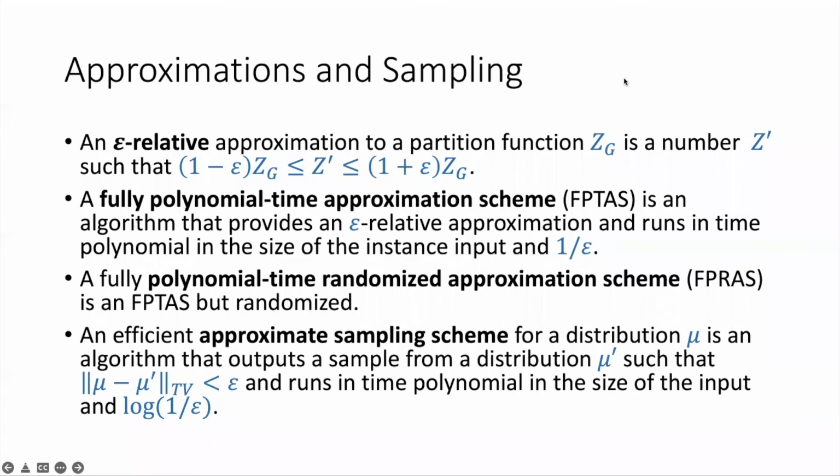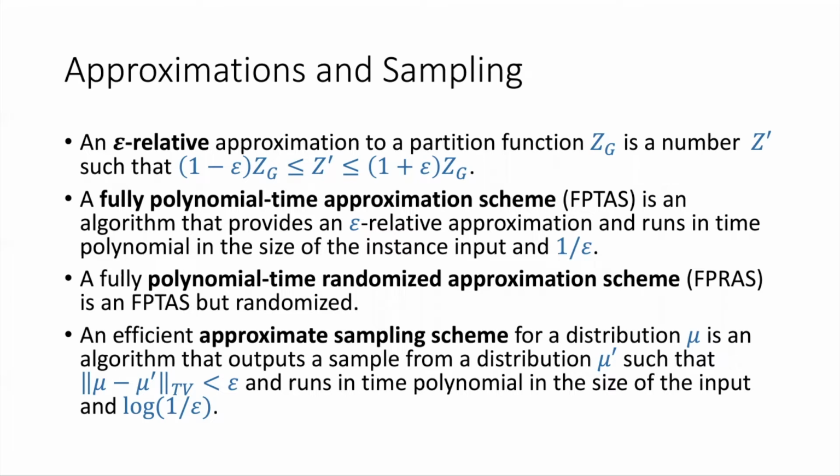Okay, so this is a little bit more of background. In this paper, we mostly deal with these relative approximations. A relative approximation is probably what you imagine it to be. An epsilon relative approximation is close within some epsilon range to the original. We're trying to approximate some number Z_G, that partition number. A fully polynomial time approximation scheme, or an FPTAS, is an algorithm that gives you an epsilon approximation, and runs in time polynomial in the size of the input, probably the graph in this case, and 1 over epsilon.